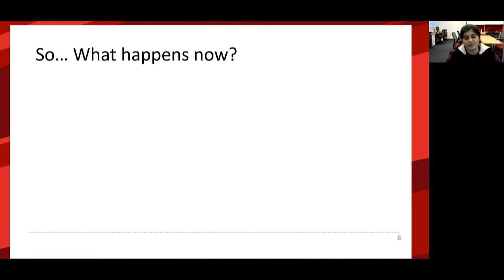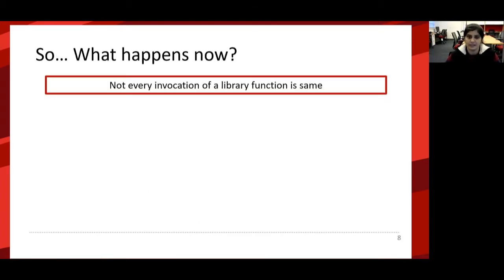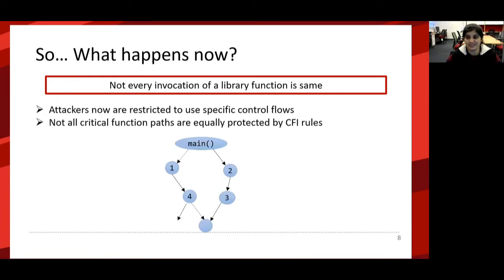So what happens now? As we understand, the attackers are now restricted to specific control flows. A function can have multiple invocation points within an application, and not all of them would be equally protected by CFI rules. Again, bringing back the same application, now say we've added these two instances of the execv system call to it. Now, execv gives the ability to execute any command, and thus in Linux is one of the most security critical system calls.